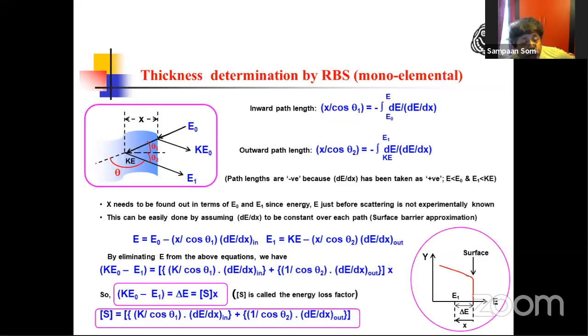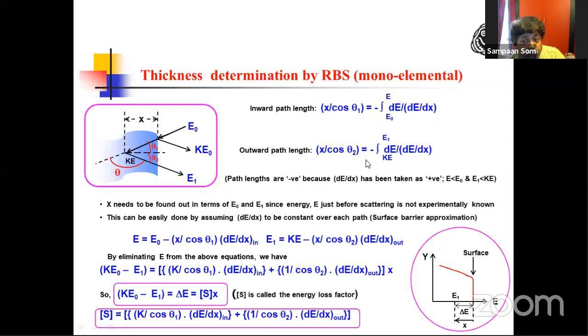So at that point, the energy loss will be there throughout this part, that is x by cos theta 1, that is the inward path length. And after that, energy becomes KE. So K is the kinematic factor. At that point, if energy is E, then it has to be the starting energy at this point. Here, the starting energy was E0. Here, the starting energy is KE. And it continuously keeps losing energy throughout its outward path, and then gets detected at the detector with a value E1. And that's why here it is integrated from KE to E1.